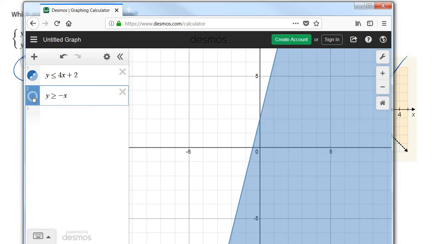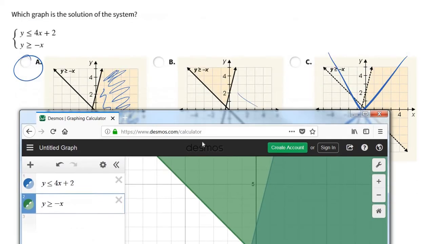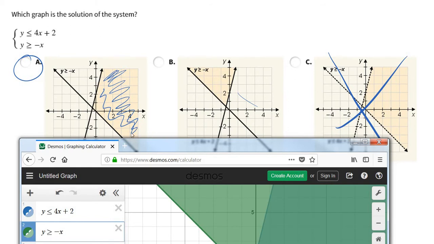And let me click over here. So here's the first one. Notice it's shaded below, like I mentioned. And here's the second one, shaded above. The solution is the overlap. I wish they would just wipe that out, but they're showing these two. So you need to see where do they overlap. And notice it's this region, just like we said right here, right? It's that region.